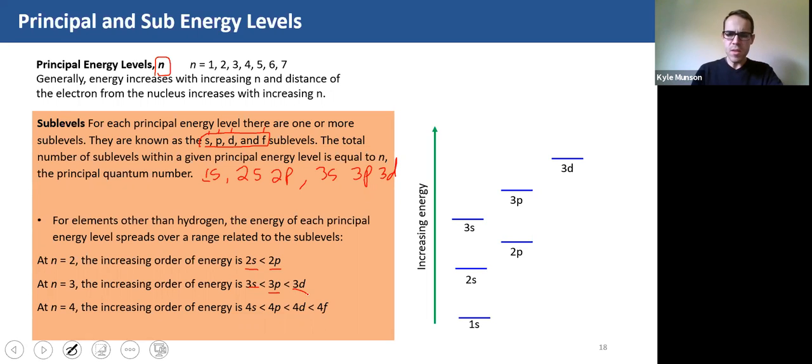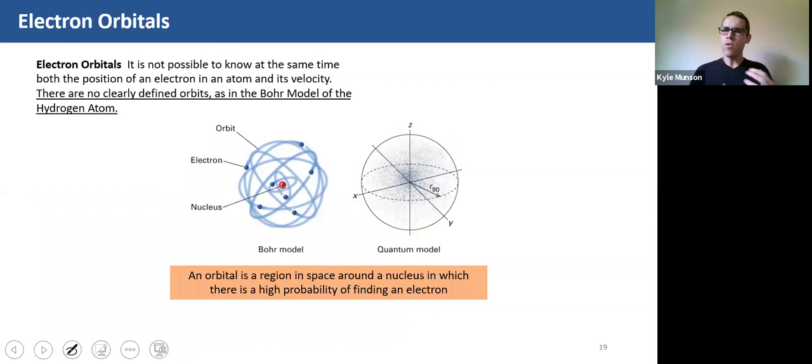And here are the sublevels plotted out. You have the 1s sublevel, 2s, 2p, as a function of increasing energy. This is just illustrating what I just said on the left-hand side. Okay, so let's go on to electron orbitals then. Remember, we were talking about general to specific.